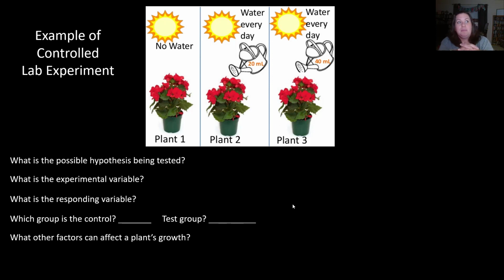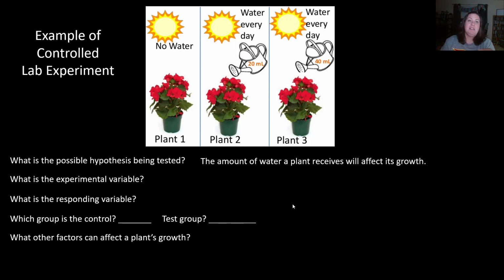So here's an example, okay? I've got an experiment here, and what we're going to be doing is we're going to be looking at 3 plants. We are going to give them everything the same: the same pot, the same type of plant, the same amount of sunlight, same soil. The thing we're going to change is the water. Okay, so what is the possible hypothesis being tested here? Well, does the amount of water affect the plant's growth? So the amount of water they're getting, does it affect the plant's growth?